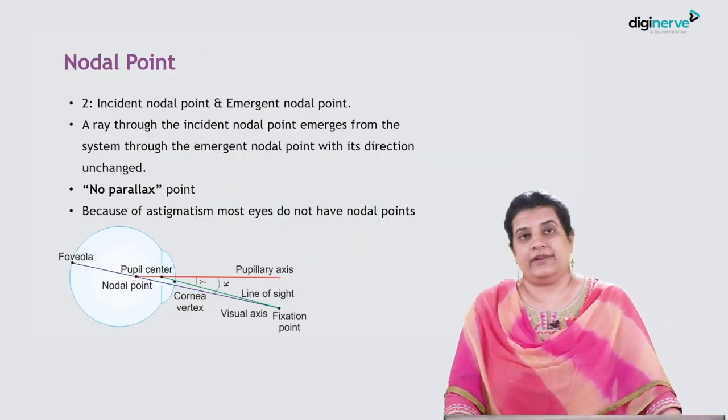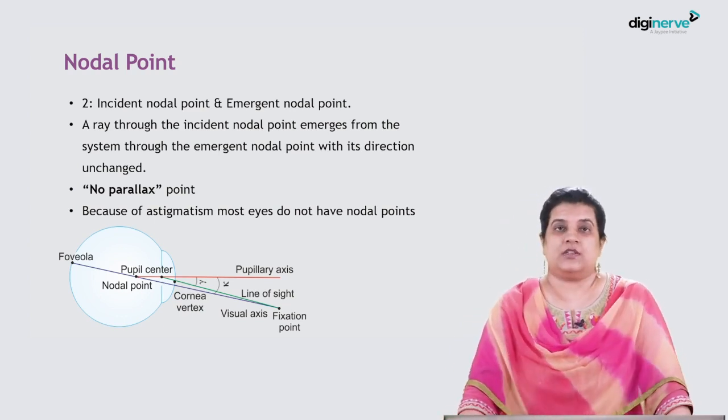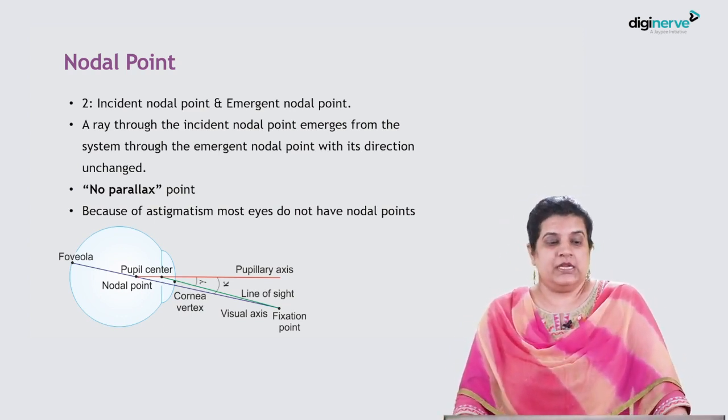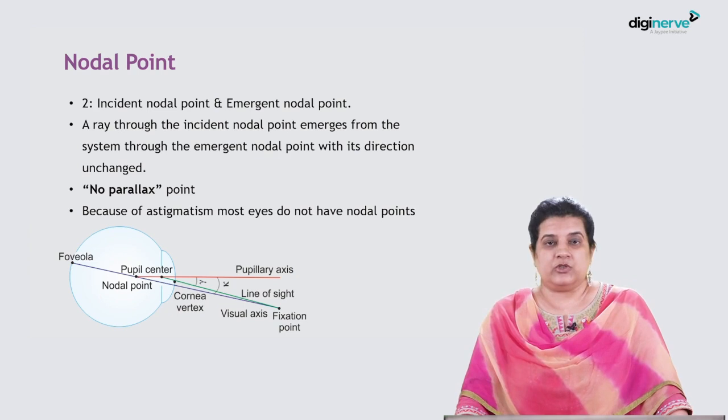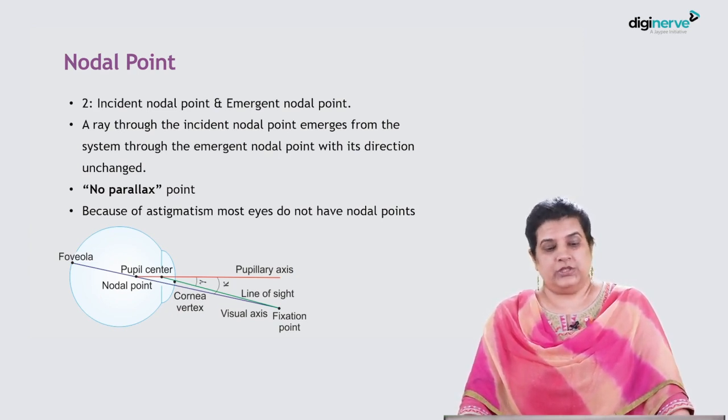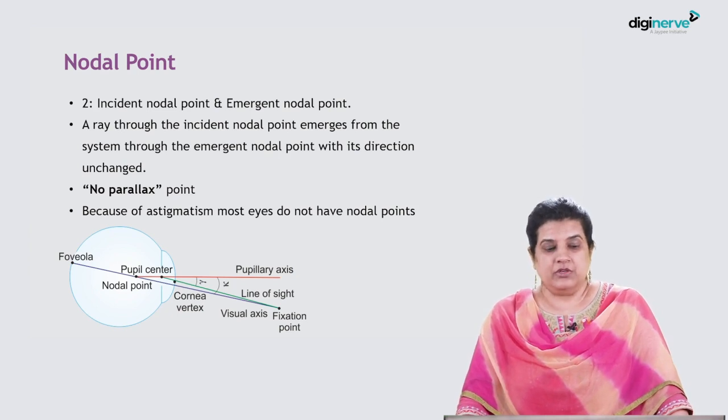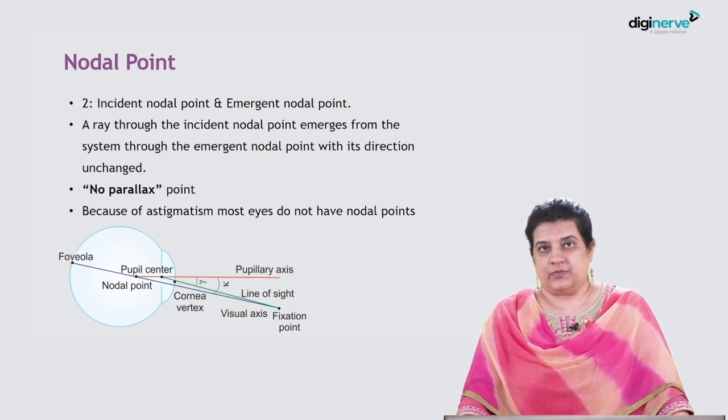Now there's another point that needs to be remembered, and that is the concept of nodal point. There are two nodal points in the eye. There is an incident nodal point and there is an emergent nodal point. When a ray of light passes through the incident nodal point and emerges from the system through the emergent nodal point, then its direction is not changed. That means at this point, there is no parallax happening.